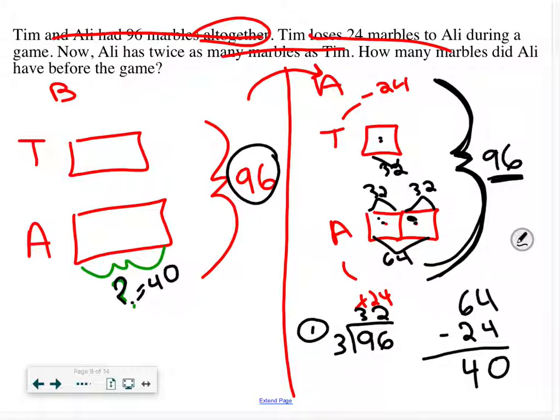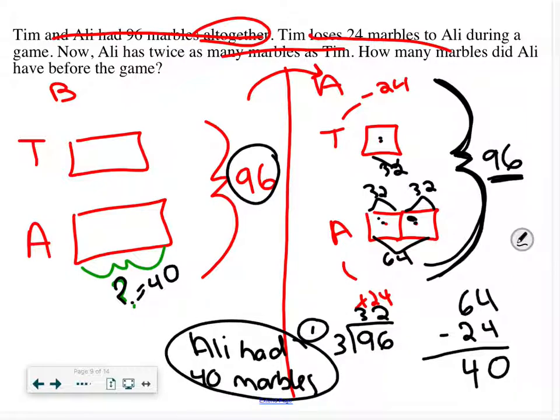There is a way to check this to see if you are correct, which I suggest that you do. So if I'm looking right here at 96, I know I don't have to, and I know that my answer to this is that Allie had 40 marbles. But if you are like, is that right? You could check it because now you have information. If Allie has 40 and they both together have 96, I can figure out how many Tim has. I'm going to take my 96, get rid of Allie's, and that must mean that Tim has 56.